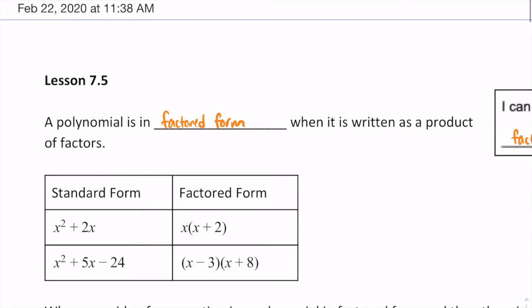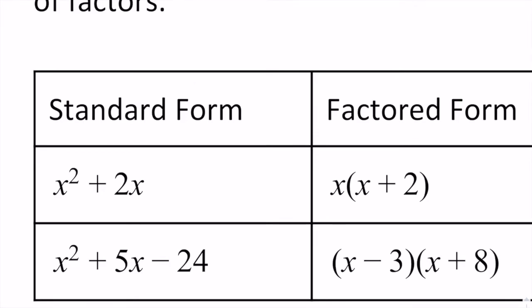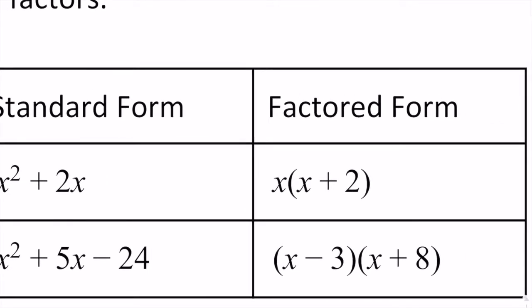So for example, you see standard form, which we talked about earlier, x squared plus 2x. Factored form is when I could take the GCF, right? And x squared and 2x, the GCF is x because that's what they both have in common. I take that out and I get x plus 2. So 7.6 is all about how to get from standard to factored form.